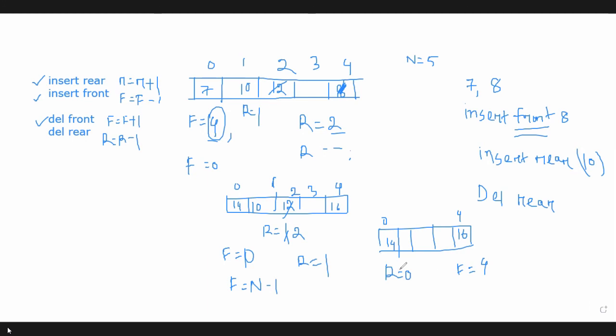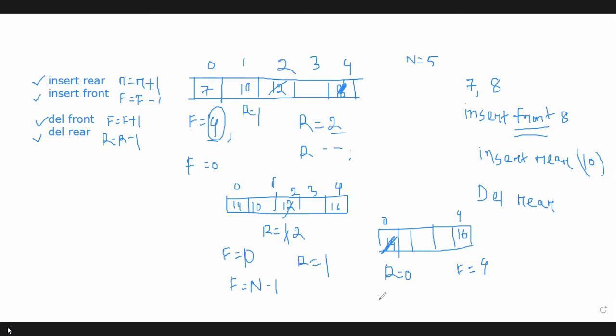Now after that, if we want to delete a data element from the rear, then what will be the new value of rear? Just look at the queue. It has only two elements. F equals 4, which means that 16 is the first element. R equals 0, that means 14 is the last element. And if the operation is delete from the rear, after deleting it, the value of rear will be r minus 1. But here, if we write 0 minus 1, the new value of rear will be minus 1, which is invalid. So after deleting 14, what will be the new value of r?